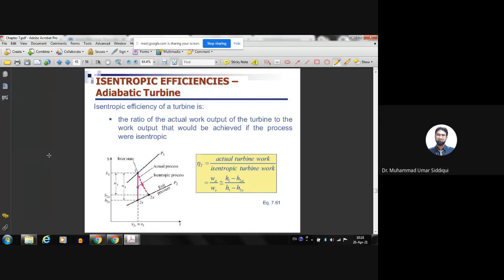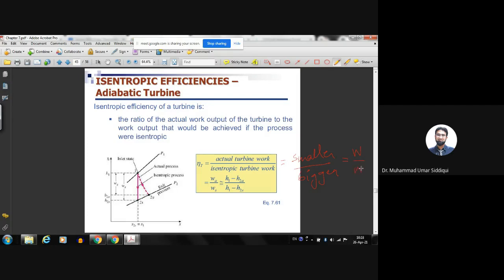Now, how do we define the efficiency? The efficiency of the turbine, in reality, when we write the efficiency, is output over input, but in this case we cannot define it as output over input. Rather, the way we define the efficiency of the turbine is the smaller value divided by the bigger value. So at the numerator and denominator we both have work.